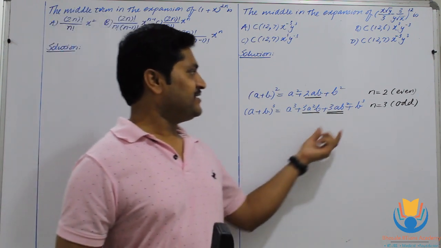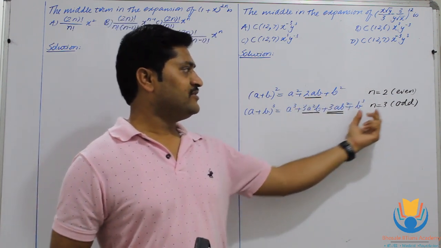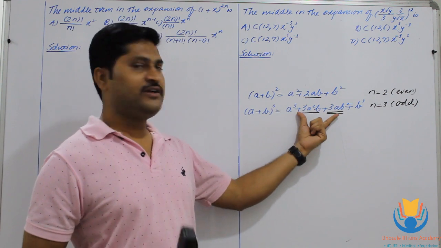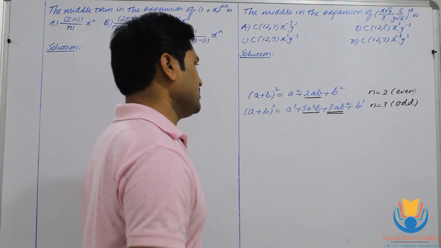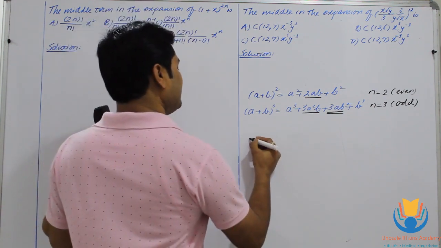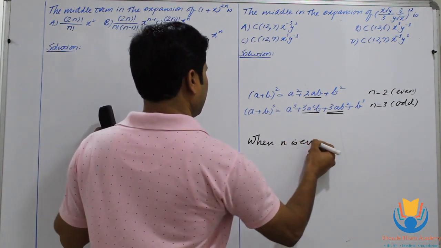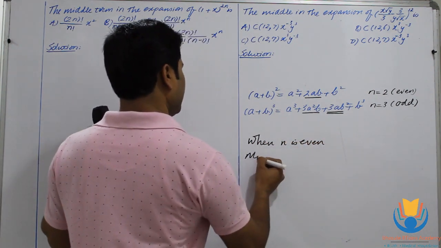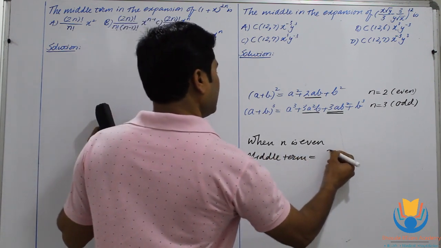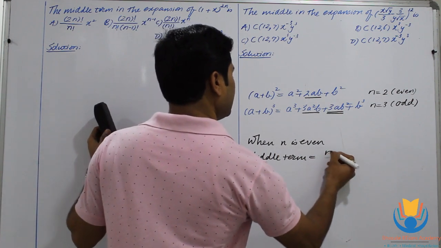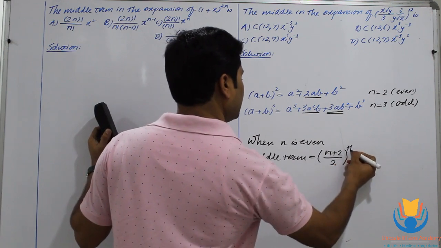First thing. And second thing, if the value of n is even, then there will be only one middle term. If the value of n is odd, then you will find 2 middle terms. So let's have those two formulae to find the middle terms. So first formula will be when n is even. So here the middle term is given by the (n plus 2) upon 2th term.